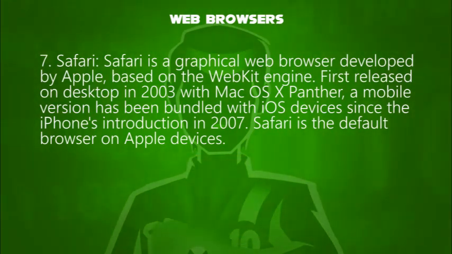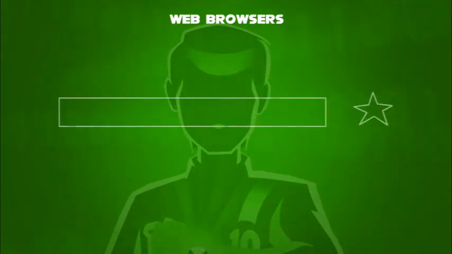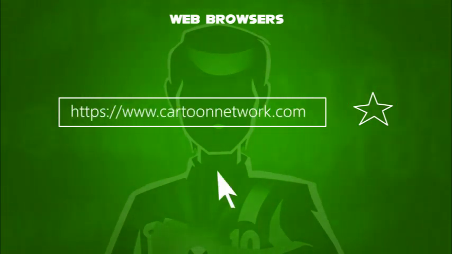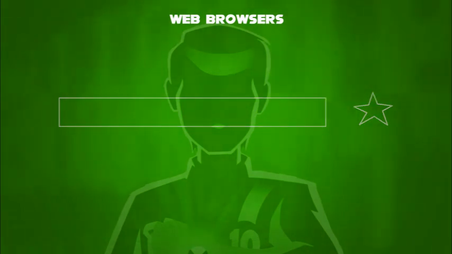You can browse any pages that you want. One more thing, the star symbol is called either bookmark or favorites. When you click this symbol, the web page will be added to the bookmark list. This makes it easier to find. So, you know how to access pages using web browsers.